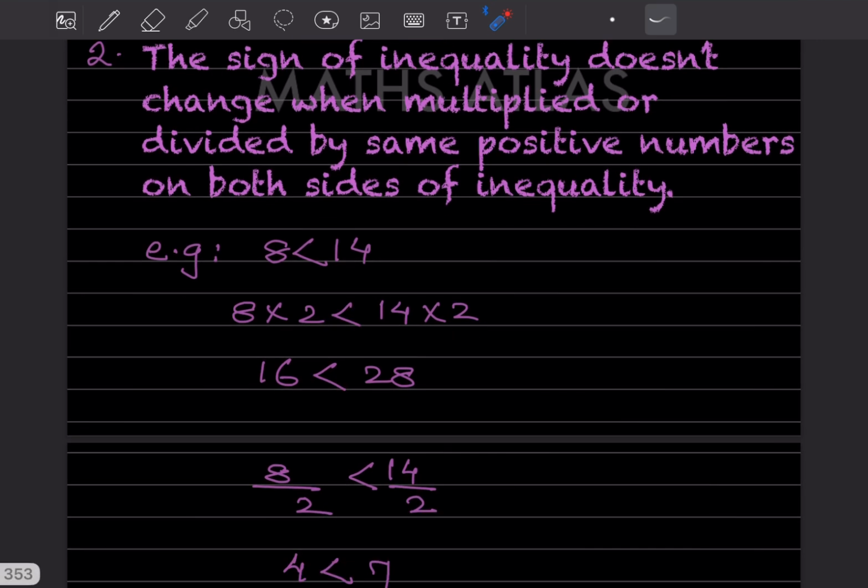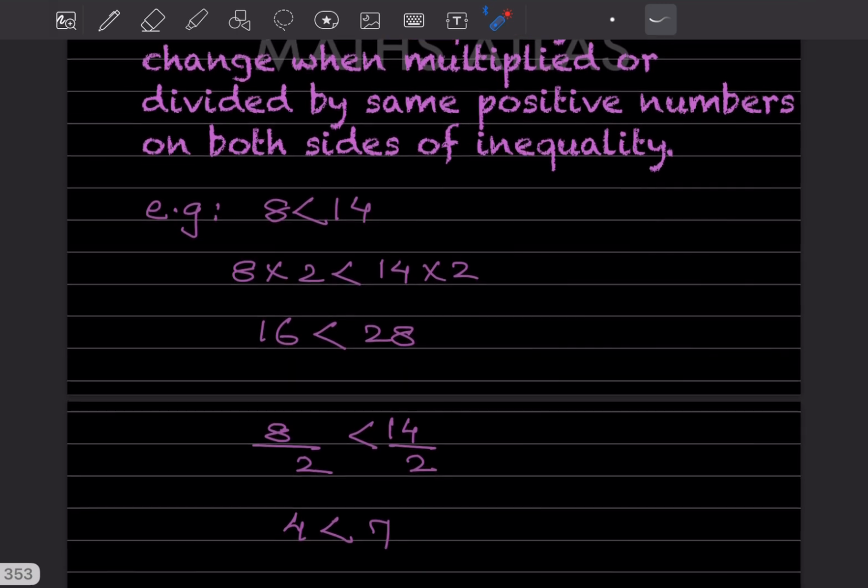Now for division, we divide by the same number, 2, on both sides. What will be here? 8 divided by 2 will be 4, and 14 divided by 2 will be 7. This is less than, so the sign stays the same. This also holds true, 4 is less than 7.